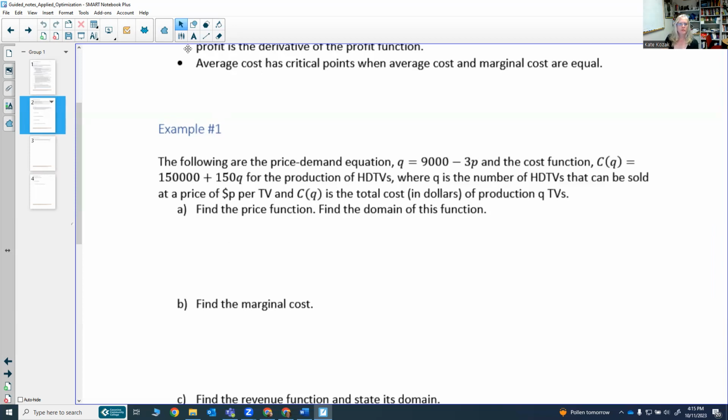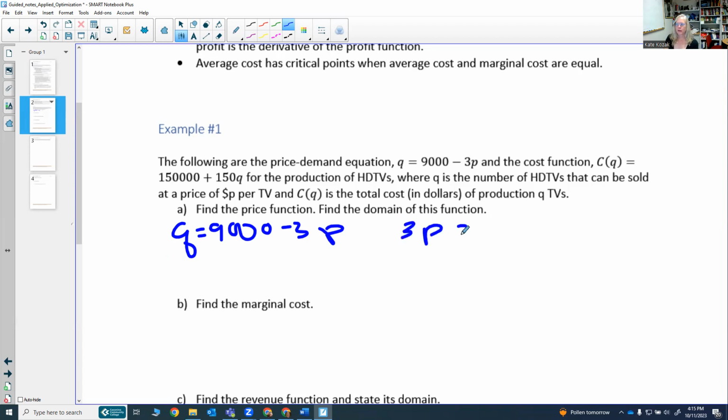So we know that Q is equal to 9,000 minus 3P. Solve this for P. So 3P is equal to 9,000 minus Q, dividing by 3, P is equal to 3,000 minus 1/3 Q.